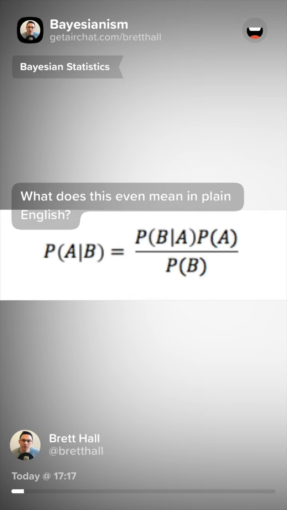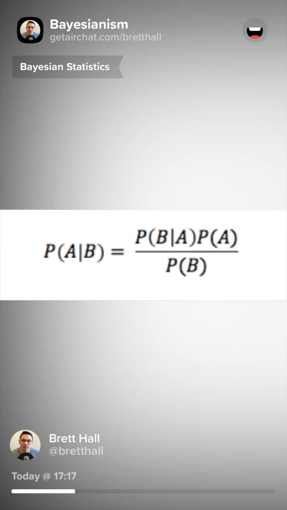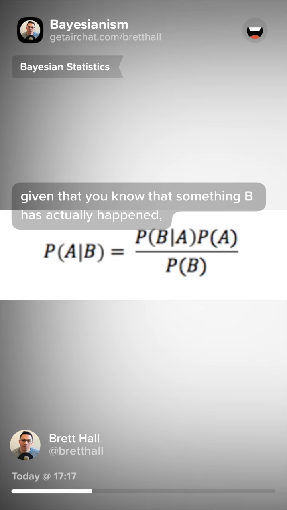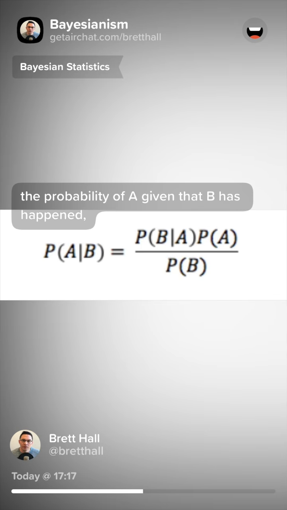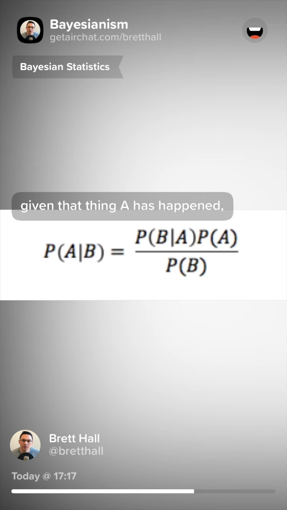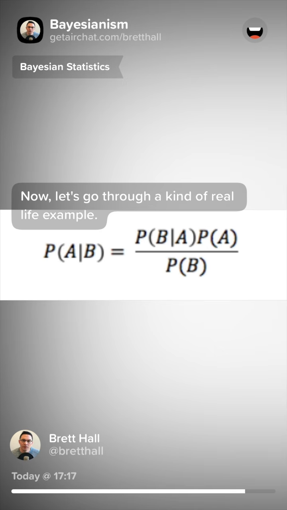What does this even mean in plain English? It says that the probability of something labelled A happening, given that you know that something B has actually happened, that's what P(A|B) means, the probability of A given that B has happened, is equal to the probability that thing B has happened, given that thing A has happened, multiplied by the probability of A, all divided by the probability of B. Okay, there we go. Now, let's go through a kind of real-life example.